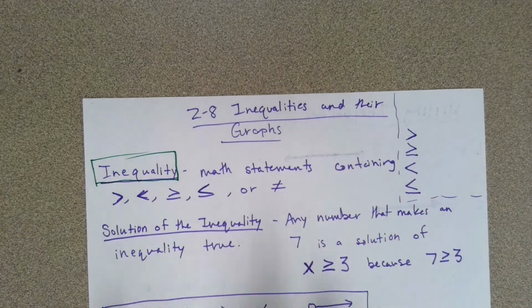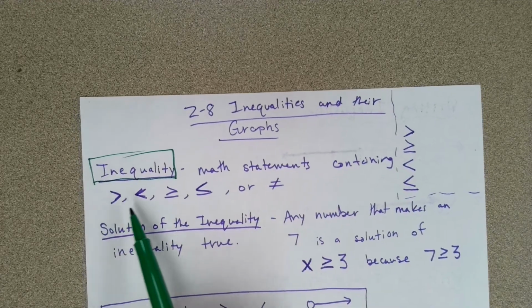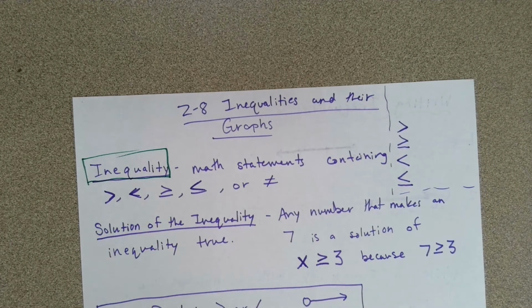First thing I want to do, I want to talk about what an inequality is. Basically, that's a math statement that includes some symbols like these. These might look familiar. We have greater than, less than, greater than or equal to, less than or equal to, or not equal to. I know there's some confusion with these. Every time you see them, you're like, I don't know if that's less than, I don't know if that's greater than. I'm going to clear that all up right now.